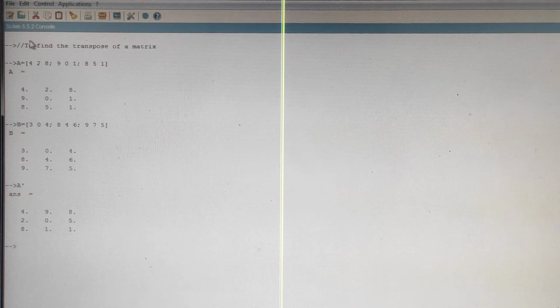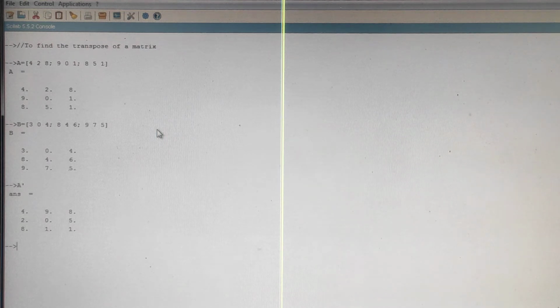See here, matrix A is there, matrix B is there, and this is A transpose. The first row was 4, 2, 8. Here the first column is 4, 2, 8. Here the second row is 9, 0, 1, and here the second column is 9, 0, 1. Here the third row is 8, 5, 1. Here the third column is 8, 5, 1. Clear? So this is A transpose.